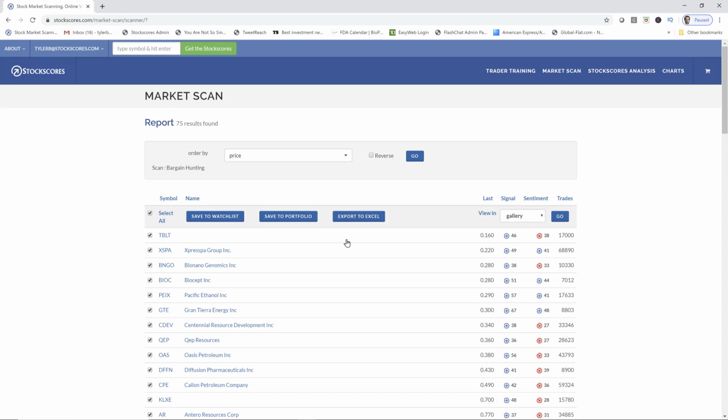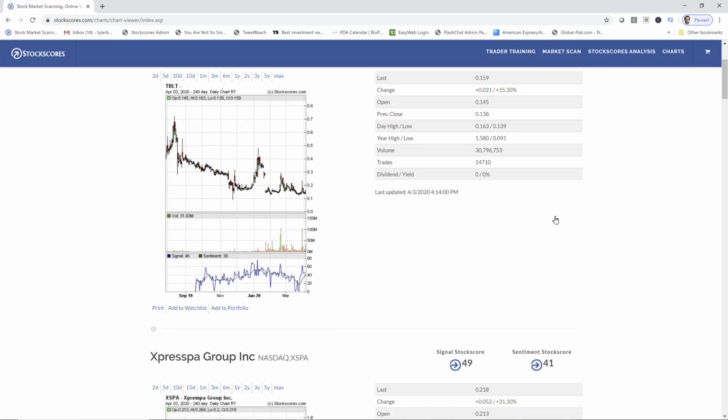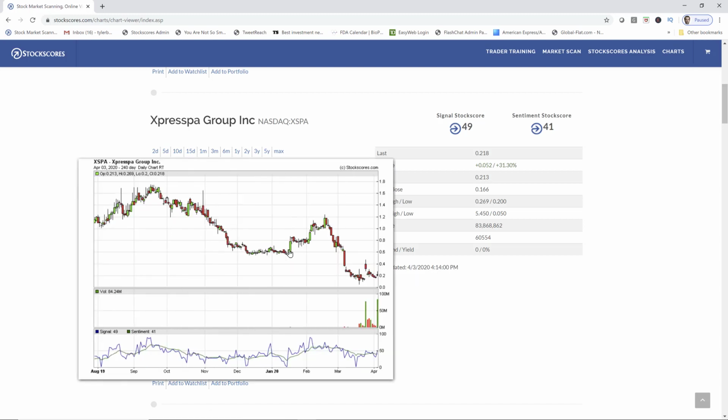Now, it found 75 stocks that meet the criteria of this strategy. My next job is to look through those charts to see if they have good chart patterns. Now, I want to look at this on two different time frames. First, I want to look at the daily chart. Is there some sign of life?